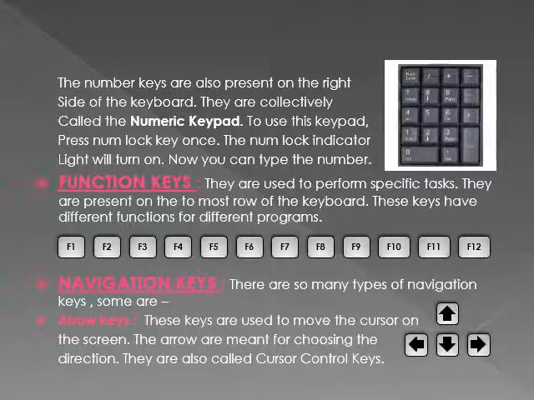Function keys. They are used to perform specific tasks. They are present on the topmost row of the keyboard. These keys have different functions for different programs. Navigation keys. There are so many types of navigation keys. Some are arrow keys. These keys are used to move the cursor on the screen. The arrows are meant for choosing the direction. They are also called cursor control keys.